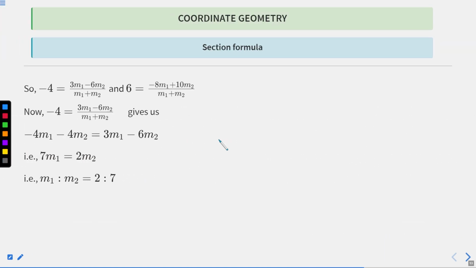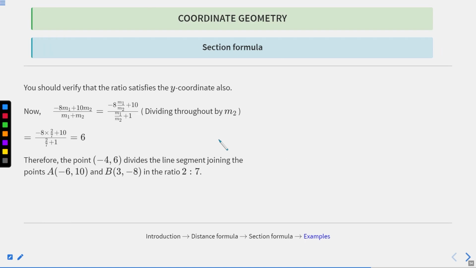So therefore the point (-4, 6) divides the line segment joining the points A (-6, 10) and B (3, -8) in the ratio 2:7. So you should verify that the ratio satisfies the y coordinate also. So here now (-8 m1 plus 10 m2) divided by (m1 plus m2) is equal to (-8 times m1 by m2 plus 10) divided by (m1 by m2 plus 1).